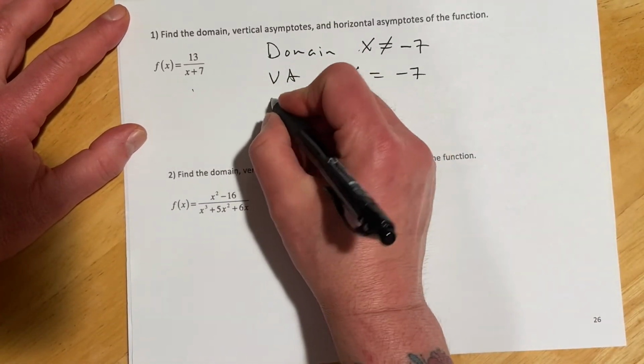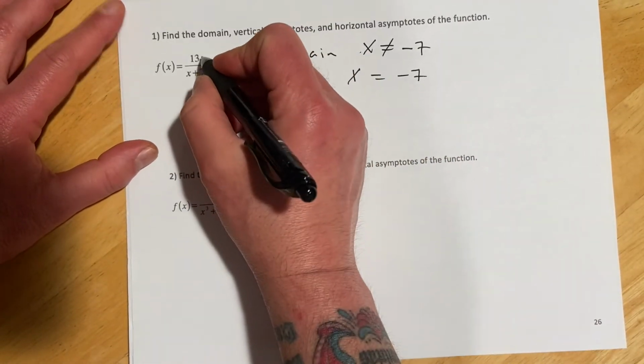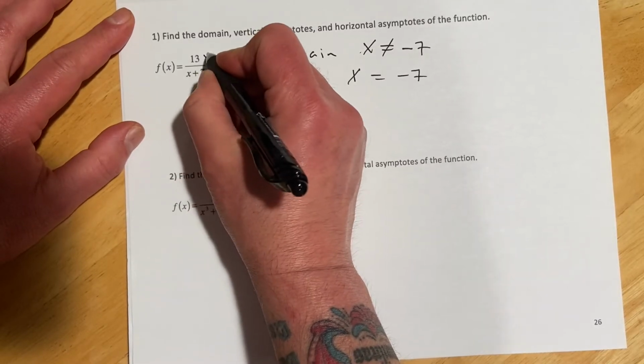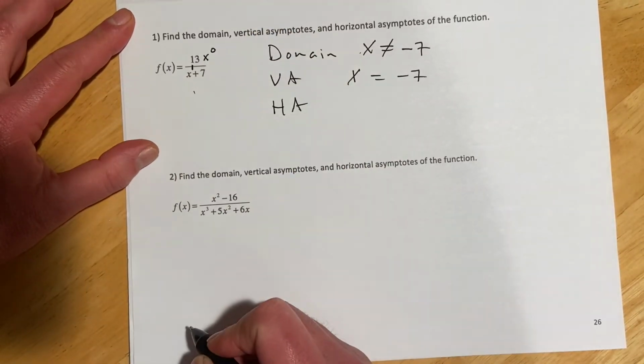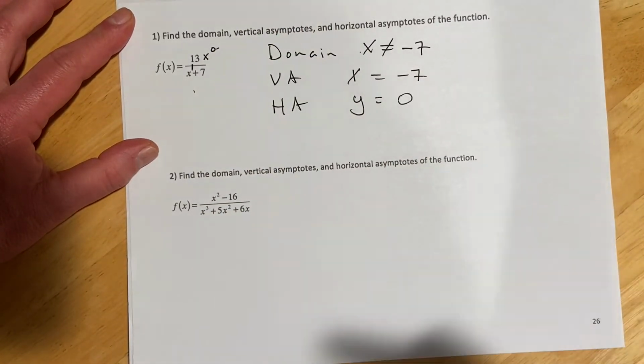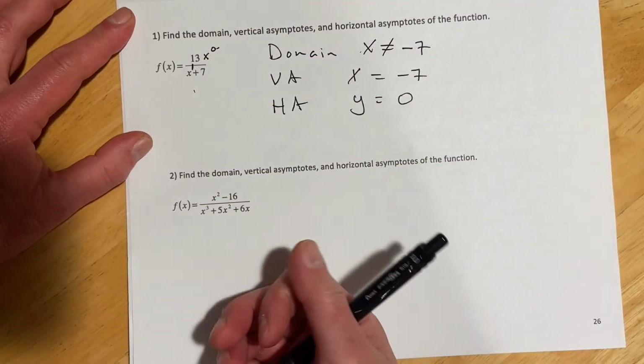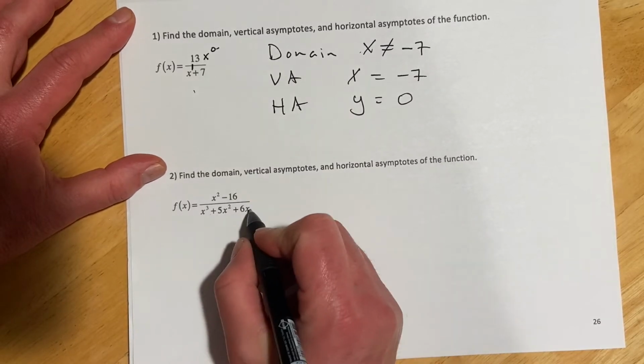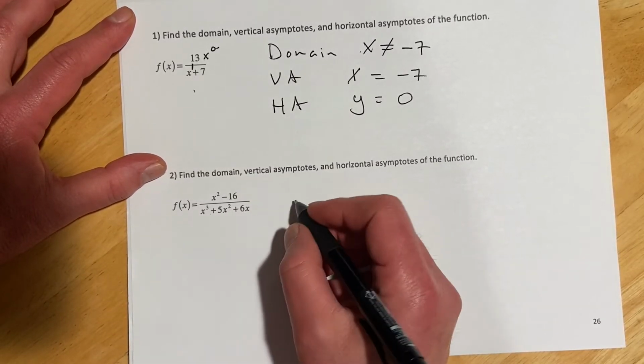And then for horizontal, this is small over big. This is like x to the 0 over x to the 1. And so anytime small over big, y equals 0. Same thing here. So domain, in this case, our denominator is a little bit more complicated.